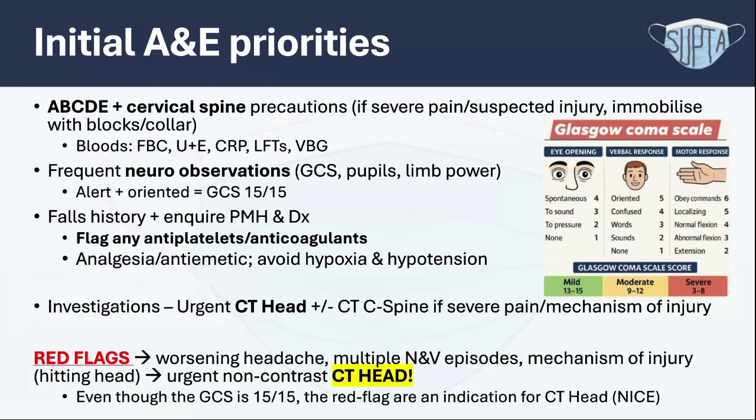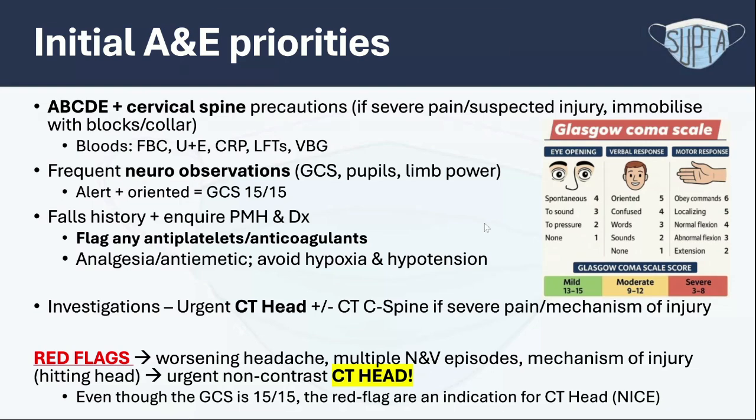So in terms of investigations, the key investigation is an urgent non-contrast CT head. Some of you would have guessed that. Even though his GCS is 15, the history contains clear red flags: worsening headache, repeated vomiting, head trauma, and brief loss of consciousness. So he absolutely needs imaging. A CT cervical spine, as I said, may also be required if the mechanism suggests possible C-spine injury. So you'd stabilize him in the ED with an Aspen collar, or using blocks and things like that, but I'm not going into that in detail.